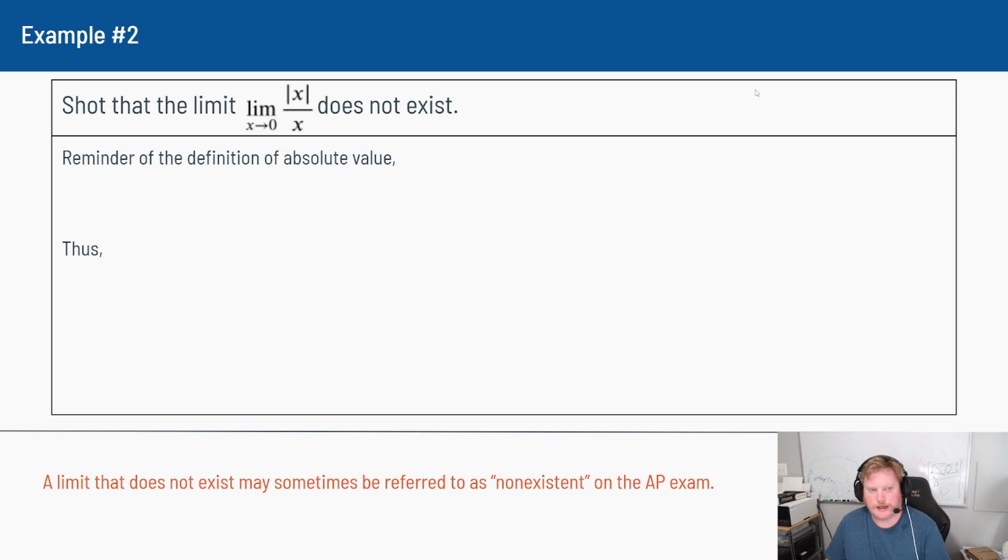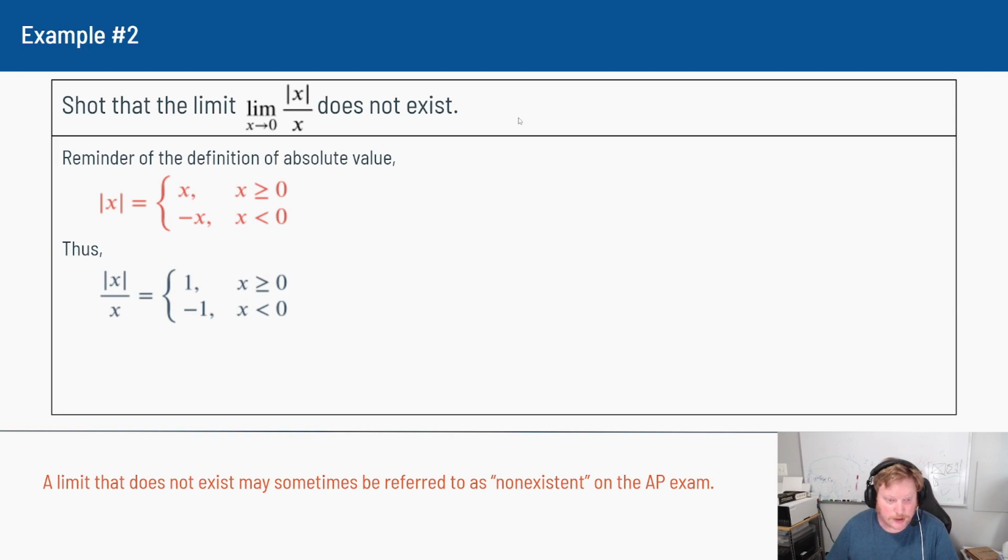Another example, and in this case we're going to show that the limit as x approaches 0 of the absolute value of x divided by x does not exist. So just as a reminder, the definition of absolute value. We say that the absolute value of x is equal to x when x is greater than or equal to 0, and negative x when x is less than 0. Thus, the function absolute value of x divided by x is always going to be either 1 or negative 1, depending on what the value of x is.